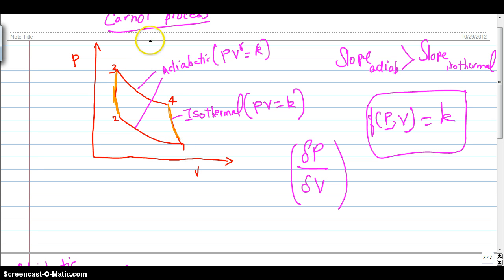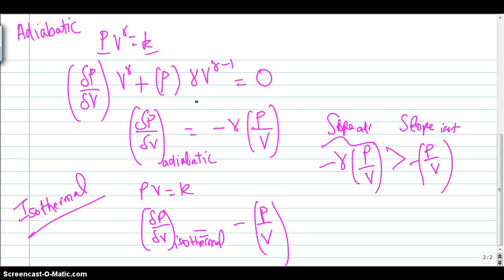Oh, okay, I drew it all wrong. Sorry. So these are the adiabatic, and these are the isothermal. The adiabatics are steeper than the isothermal curves, and I'll show you the proof.